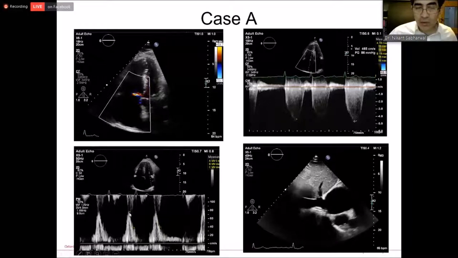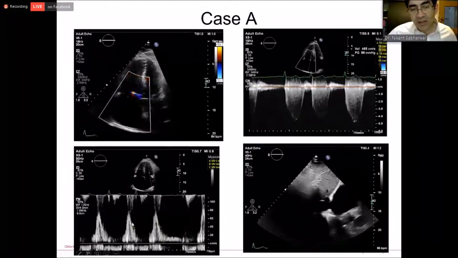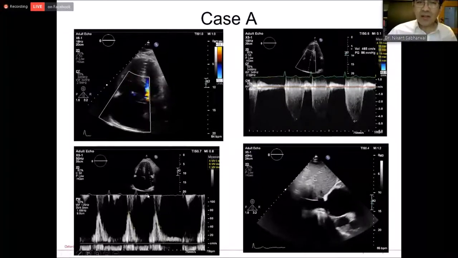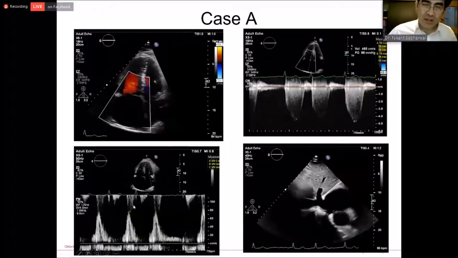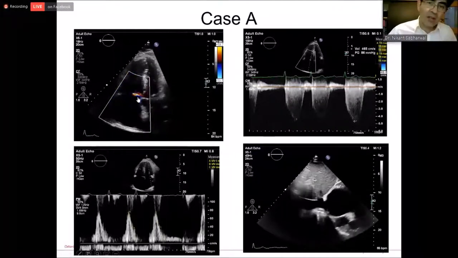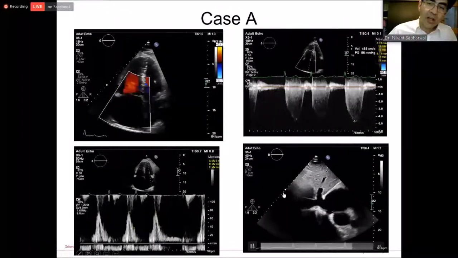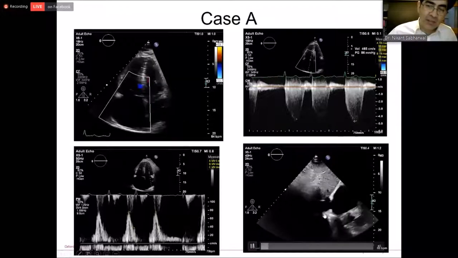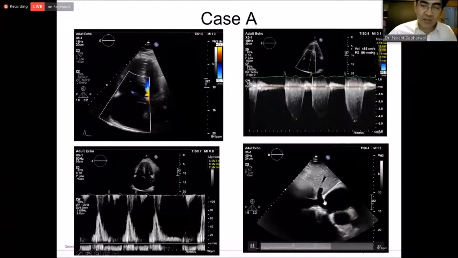There's a very tall E wave and a very sharp deceleration time. So again, this now tells us, is there something going on in the left heart that's causing the right heart raised pulmonary pressure? And the final shot I've given you is the IVC. We can clearly see that's a big dilated IVC. The hepatic veins are very clear.